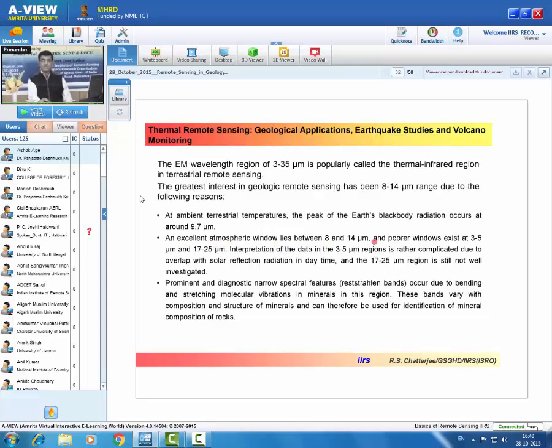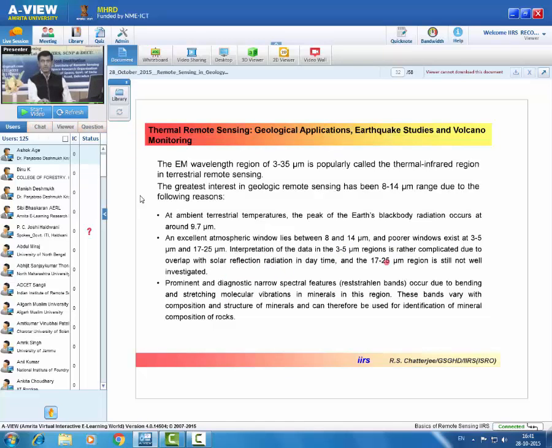So you can very easily interpret the signal over the background. There is another advantage for the 8 to 14 region: an excellent atmospheric window lies between 8 to 14. This atmospheric window, that means transmitting thermal energy, also exists in 3 to 5 and 17 to 25 micrometer, but in 8 to 14 the transmitted energy is maximum. Moreover, interpretation in the 3 to 5 micrometer region is a little complicated. Why? Because if you use a daytime image, some solar reflection component will also be included with the thermal radiation component.